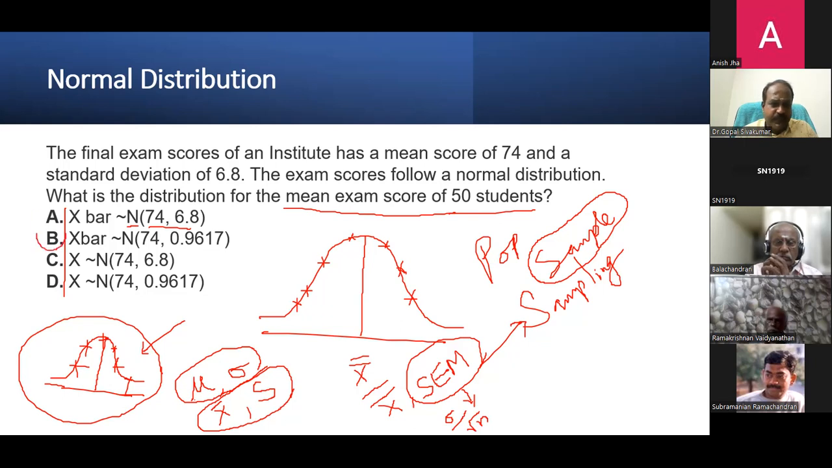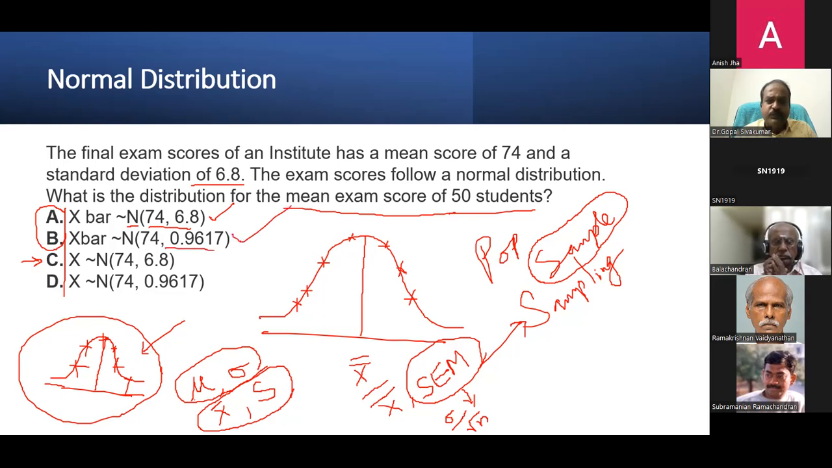Now look at the four options. Definitely your answer is between A and B, because there only x bar is represented. A means what? Look at the standard deviation. How much is it? 6.8, sir. 6.8 means you are referring to population, because it is given as population standard deviation. So calculate the standard error of mean. That will be this one. So the right answer for this question is this.